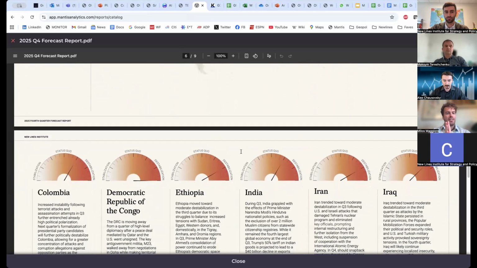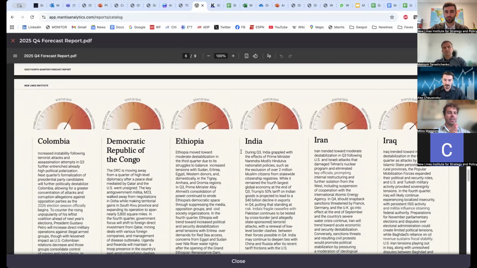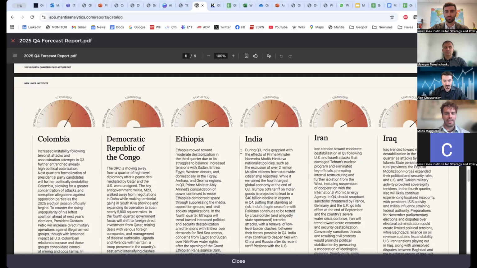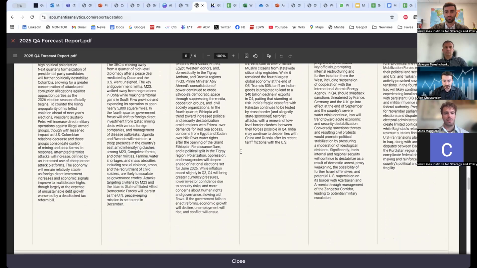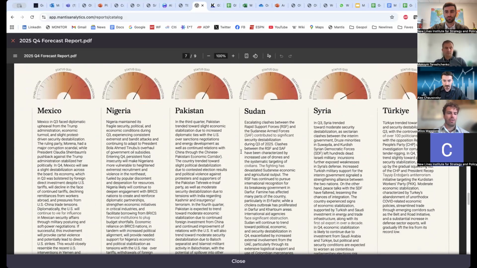Again, we identify that status quo and see whether the situation in that country is trending more towards a stabilization scenario or a destabilization scenario. And as you can see here, there are quite a lot of countries that are erring towards destabilization on the right to varying degrees. And we provide that forecast that we identify for the last quarter. So this was quite a broad overview of all of the features that you would find in the quarterly report.